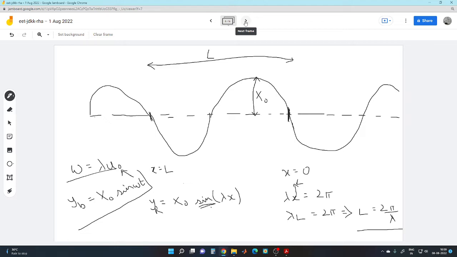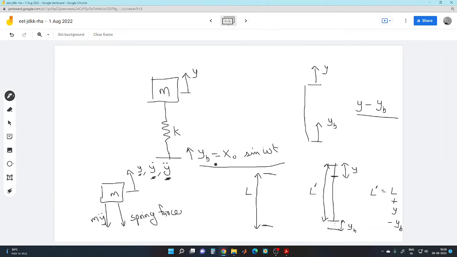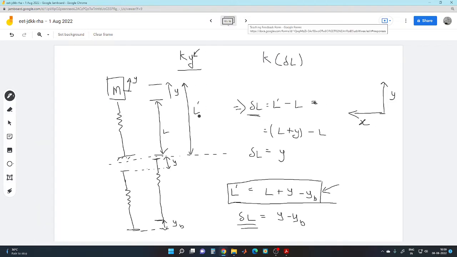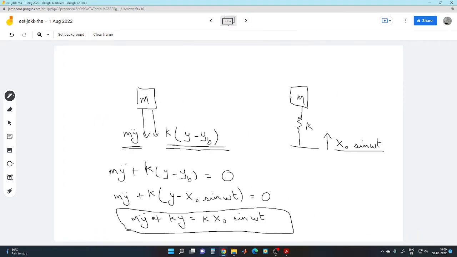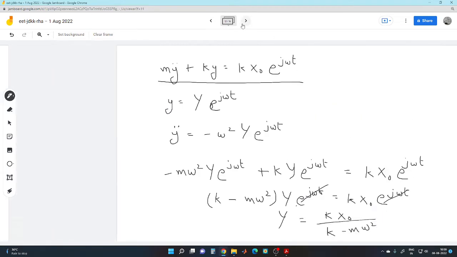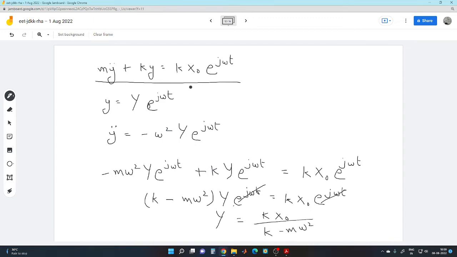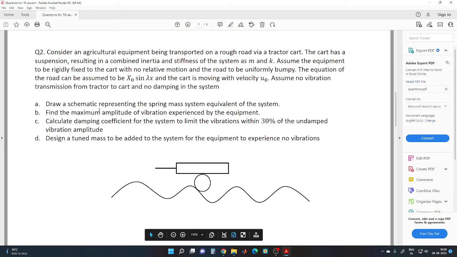Then, finally, we have the spring-mass system where there is base excitation, with stiffness and mass, and finally the governing equation was formed. The final governing equation was of this form. Later on, the second part is finding the maximum amplitude of vibration experienced by the equipment.